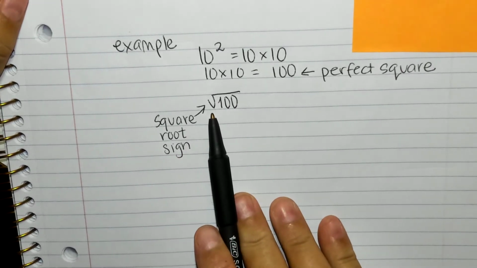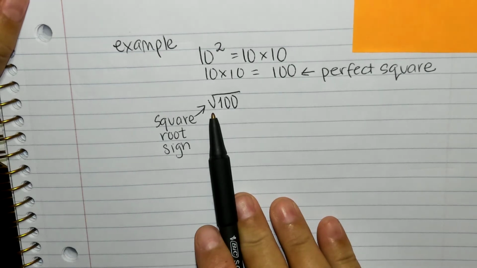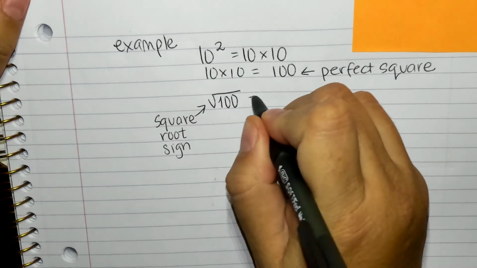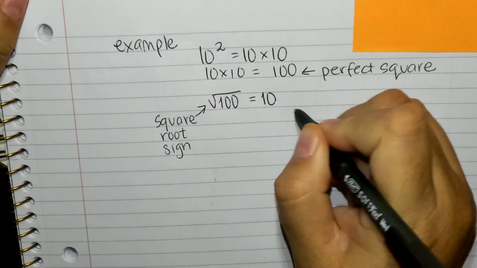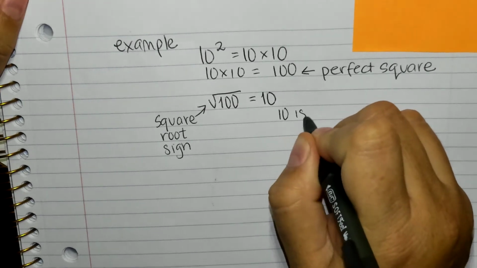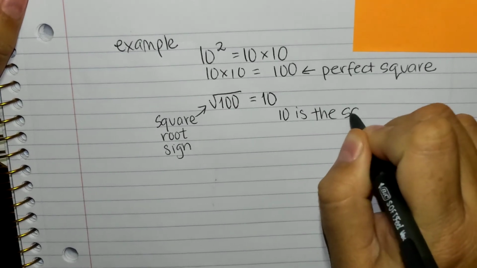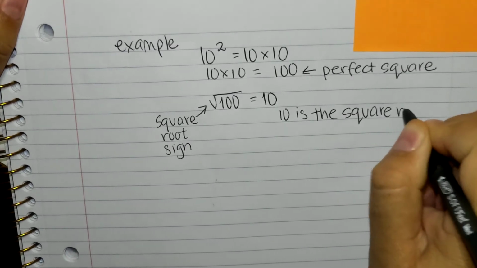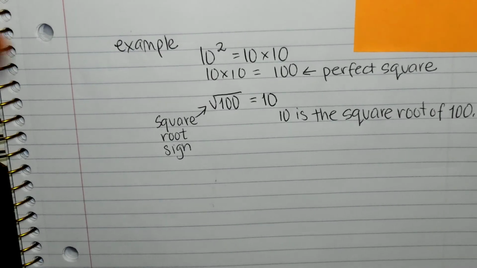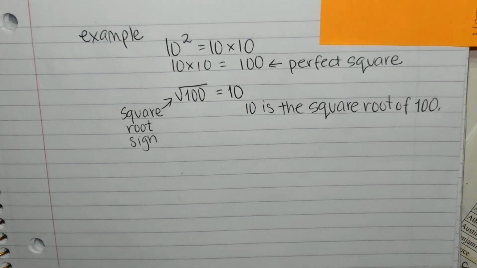In our radicand. I'm pretty sure it's called the radicand, but if you want to look it up, you can look it up. And then the answer to that perfect square is 10. And so 10 is the square root of 100. And we know that because 10 is the square root of 100, that 10 times 10 is the square. 10 squared.